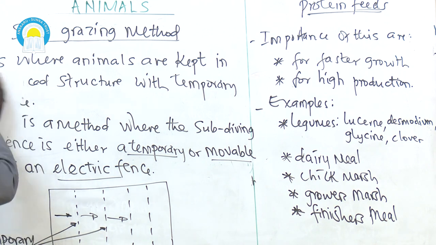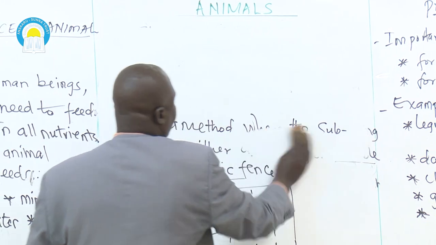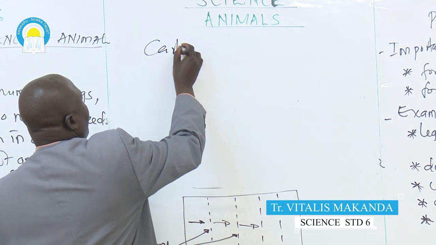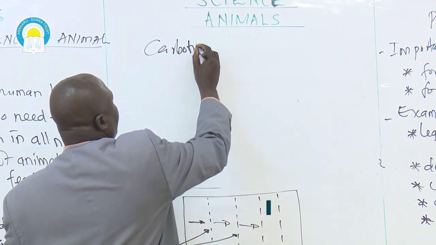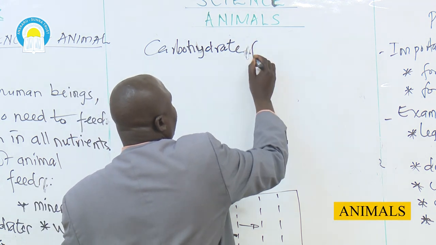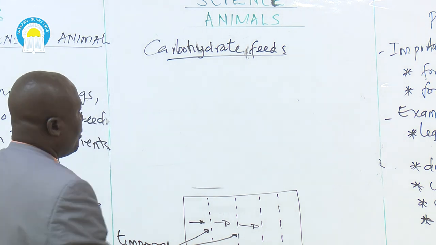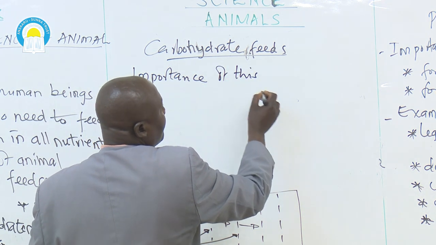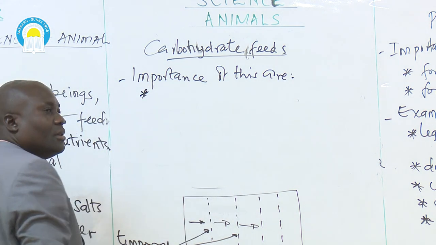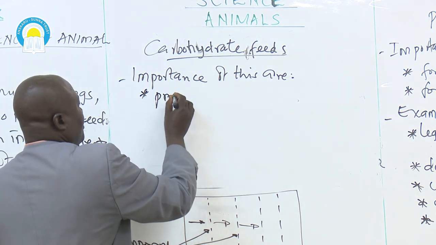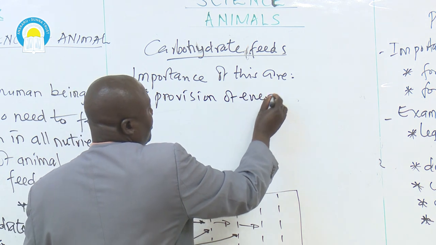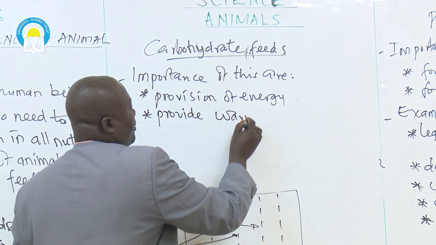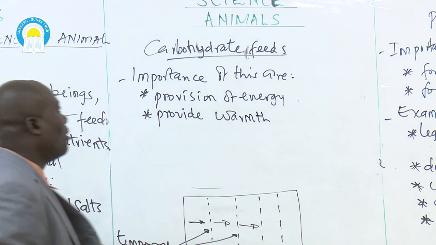Let's come to carbohydrates. What do animals get from carbohydrates, and which are the sources of animal carbohydrate feeds? Carbohydrate feeds. What is the importance of carbohydrates? One, provision of energy. And number two, to provide warmth. Those are the major importance of carbohydrates to the animals.